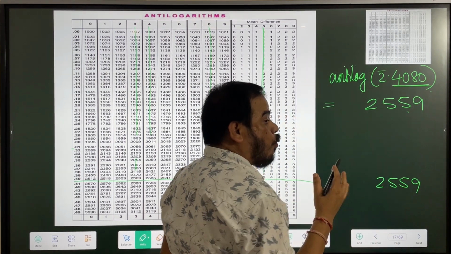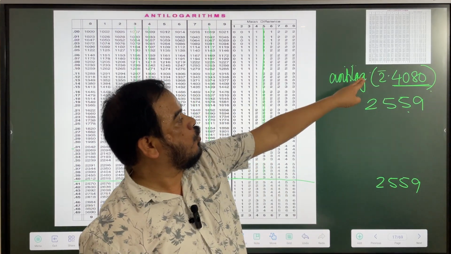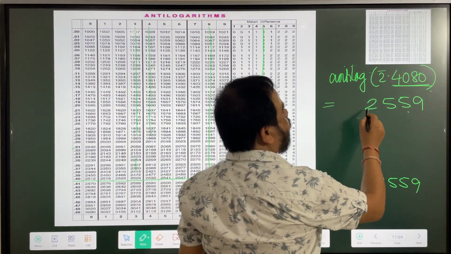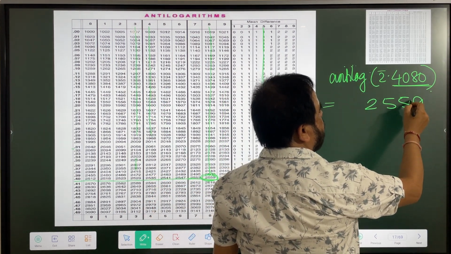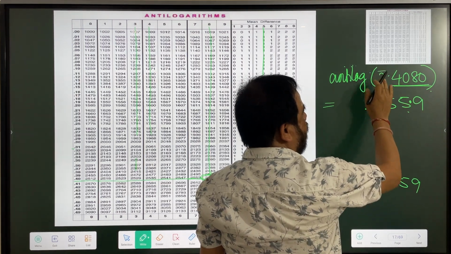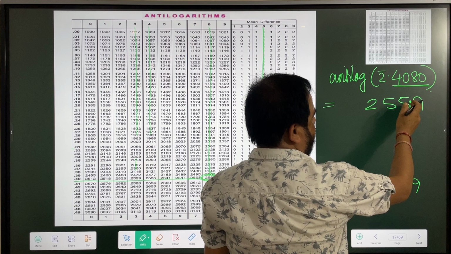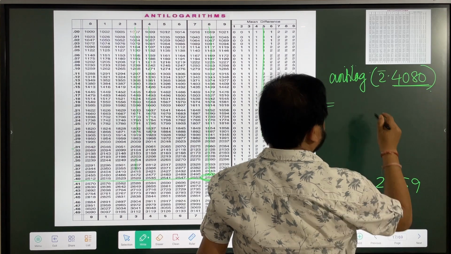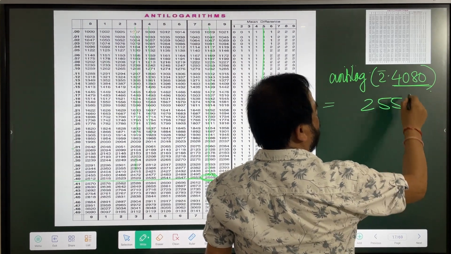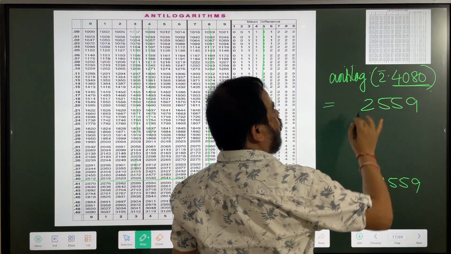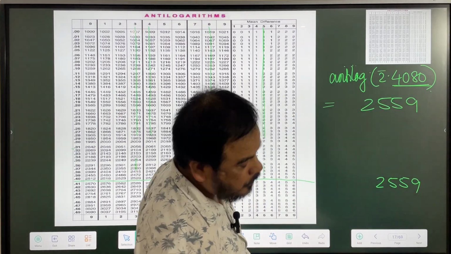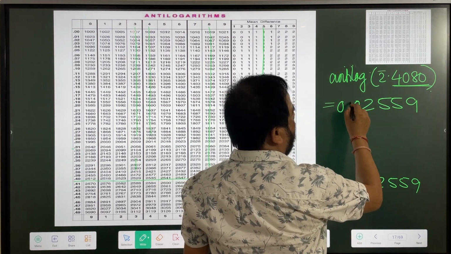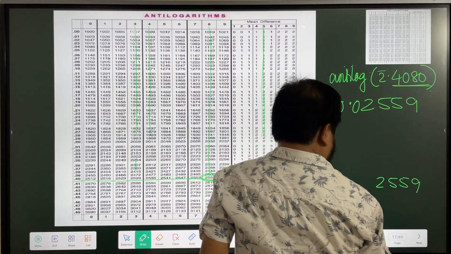Now the question is where we will put the decimal. If it were only positive 2, then we could have put the decimal after 1, 2, 3 digits. But since it is 2 bar, we will not put it there. 2559 is the value of anti-log of 0.4080. So where do we put the decimal now? With 2 bar, there will be a 0 after the decimal.